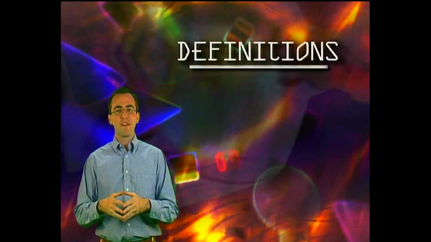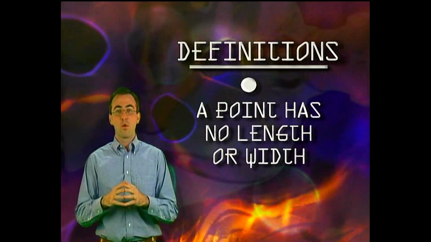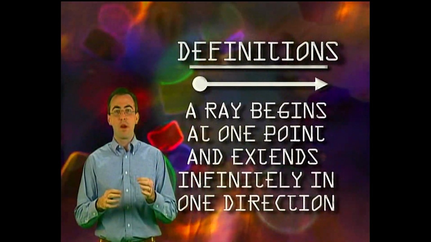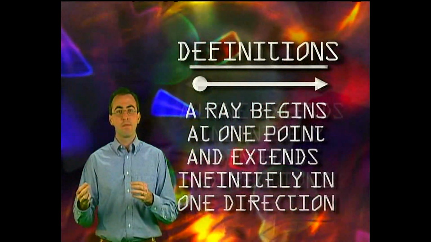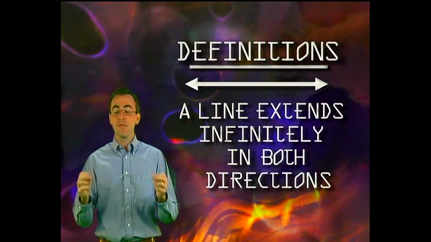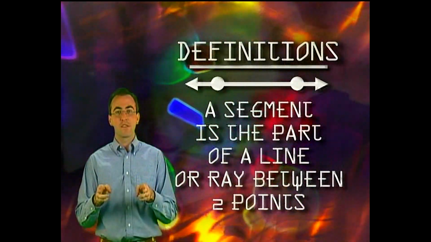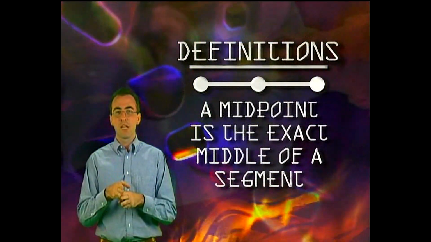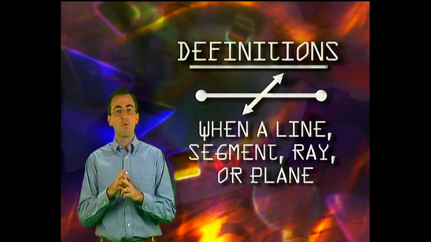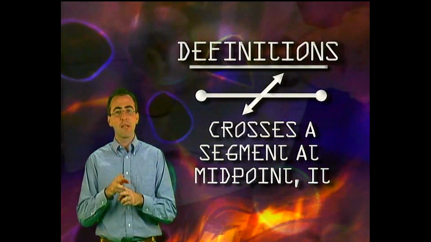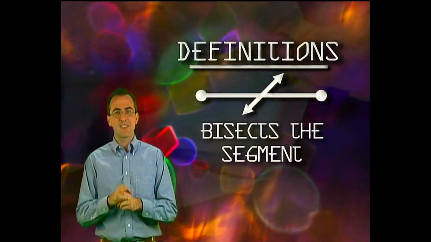So let's review our definitions. A point has no length or width. A ray begins at one point and extends infinitely in one direction. A line extends infinitely in both directions. A segment is the part of a line or ray between 2 points. A midpoint is the exact middle of a segment. When a line segment, ray, or plane crosses a segment at its midpoint, it's said to bisect the segment.